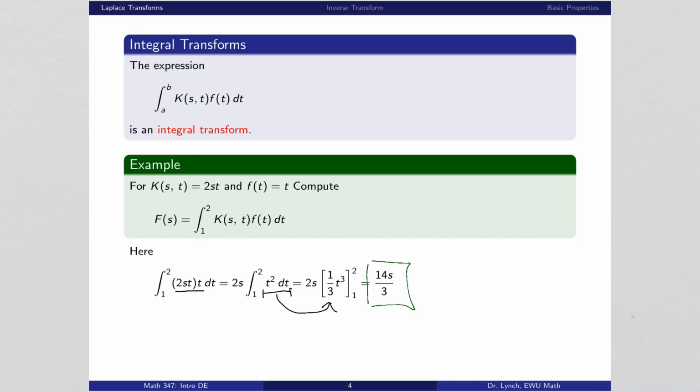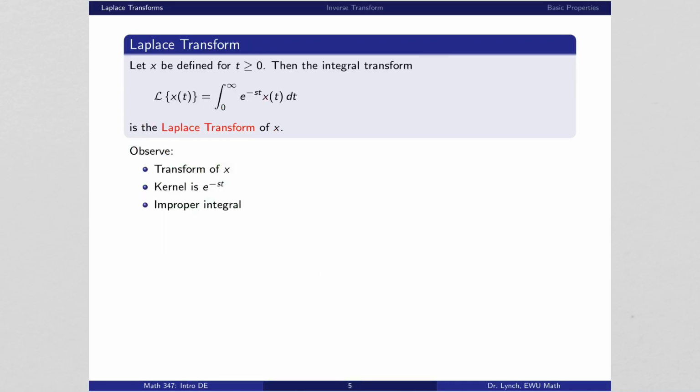Okay, so the Laplace transform is such an integral transform too. The Laplace transform is the transform of a function that's defined for t greater than or equal to 0, and it's an integral transform where the integral is from 0 to infinity, the kernel e to the minus st, and we'll integrate against x of t dt. So as you can imagine, this is going to give us a function of s.